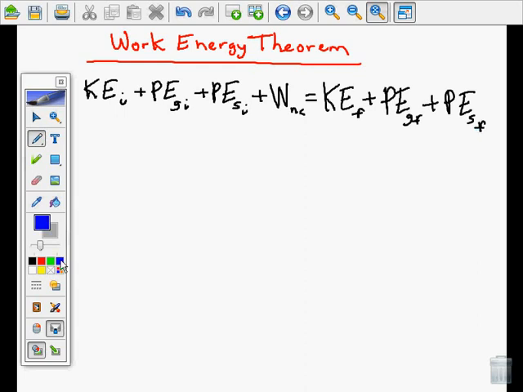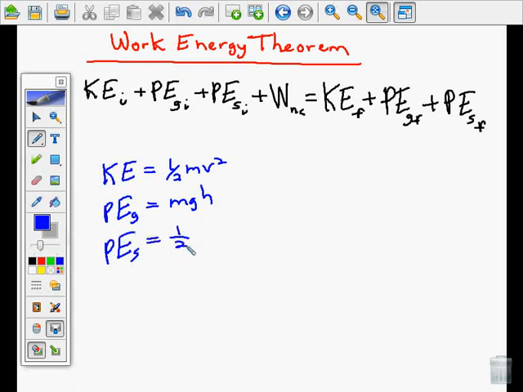Now, of course, you need to know how to calculate all those terms. Kinetic energy is 1/2 the mass times velocity squared. Potential energy due to gravity is equal to mgh. And the potential energy stored in a spring is equal to 1/2 kx squared. And then, of course, your work formula is F d cosine theta.